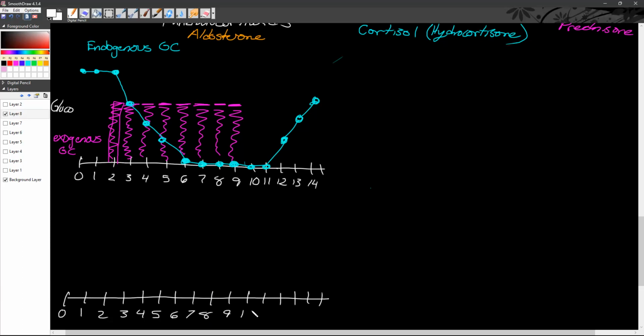7, 8, 9, 10, 11, 12, 13, 14. So same sort of situation, on days 0, 1, and 2, they're making their normal amount. But now instead, on day 2, we give them their prednisone amount. Day 3, they get the first 3 days of high doses of prednisone. And then we start to taper off the amount of prednisone that they're getting. So something like this.